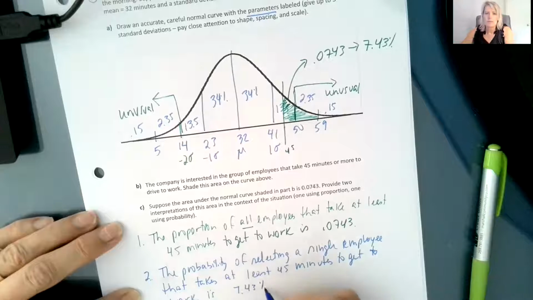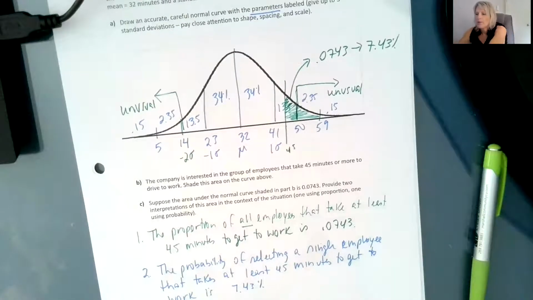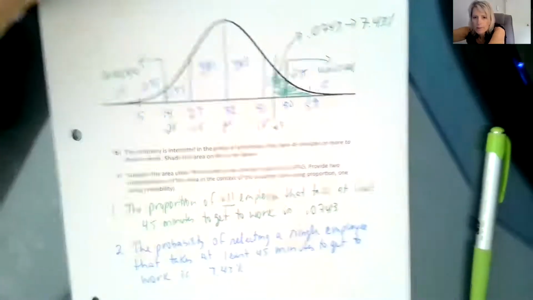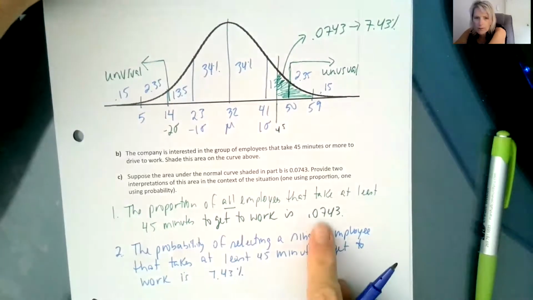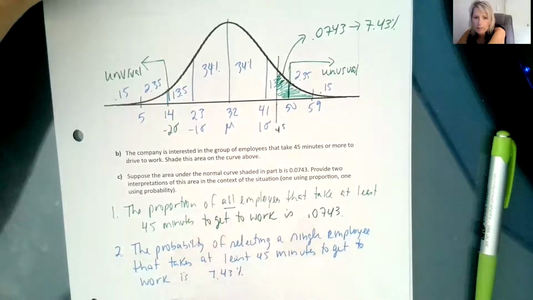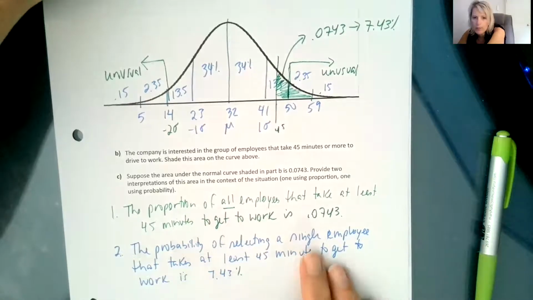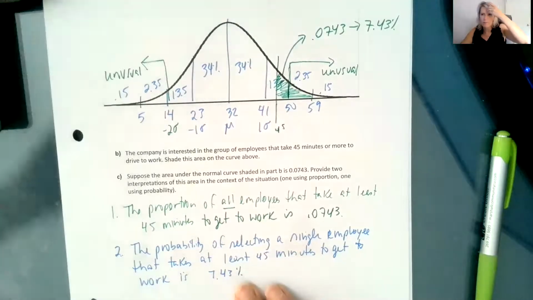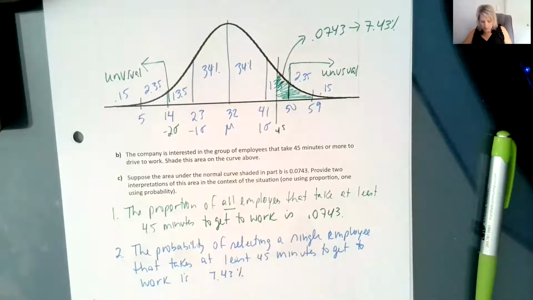is 7.43%. So notice that this one, the first one, I used a proportion, so I just used the decimal form to describe it, referring to the population of all employees. And the second one, I was referring to a single employee, and I used it in percent form. So those are the two interpretations. So no, this is a bigger concept. So more than likely, this concept will be on the final in some way, shape, or form. Hint, hint.